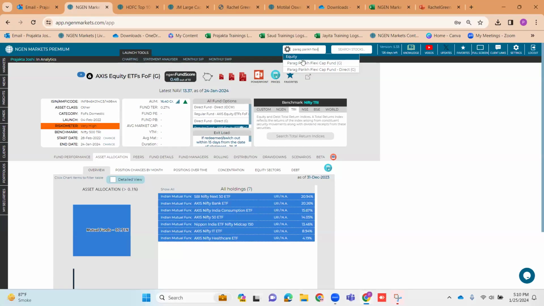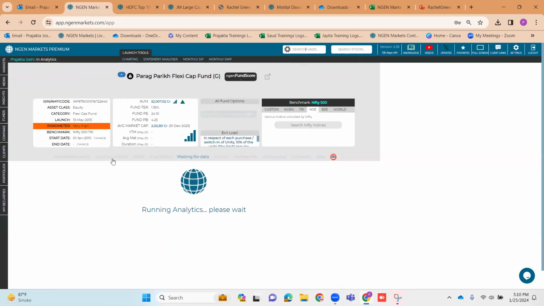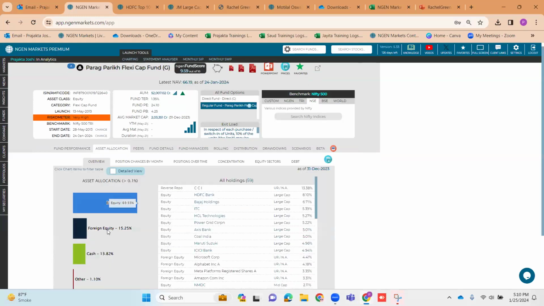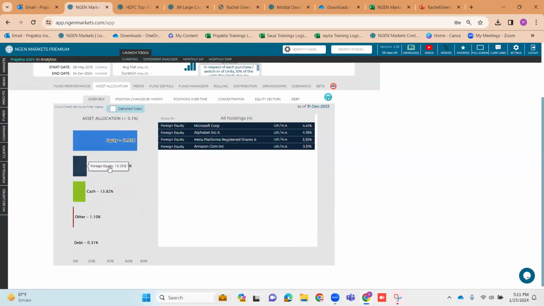And for international funds, let's just load something that may have some international exposure. And they show up as foreign equity. So you can see the foreign stocks here.